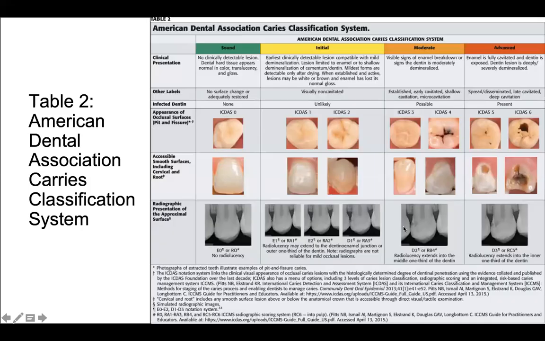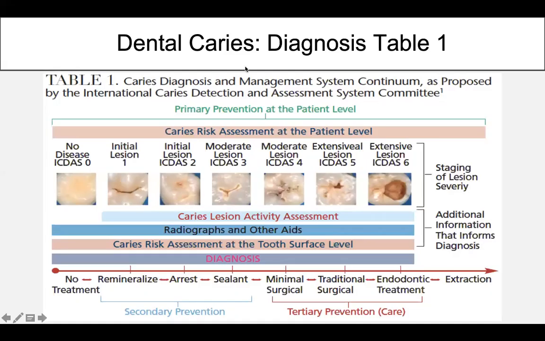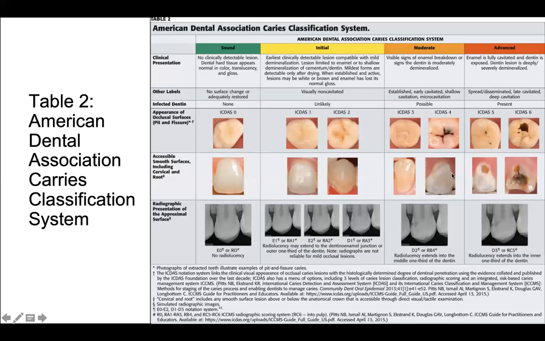Now we start with another table, which is the American Dental Association Caries classification system. If you don't follow ICDAS, you can follow this, but you need to name whichever one you are following. And then we have clinical presentation. If your tooth is safe and sound, it is healthy. The initial, moderate and advanced stages are basically the same, but some things are not there.